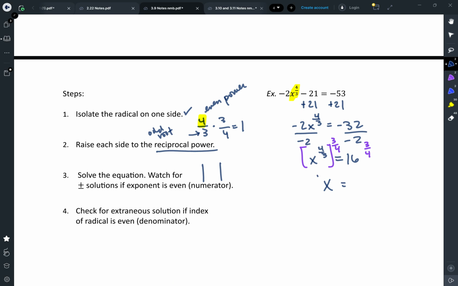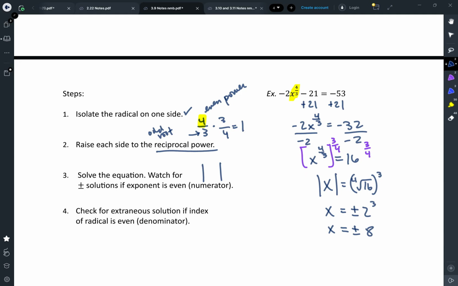So now I have the absolute value of x equal to, remember we can think of this as the 4th root of 16 and then raised to the 3rd power. So x will be plus or minus. The 4th root of 16 is 2, so 2 to the 3rd power, which is going to be plus or minus 8. The last step is going to be to check for extraneous solutions.